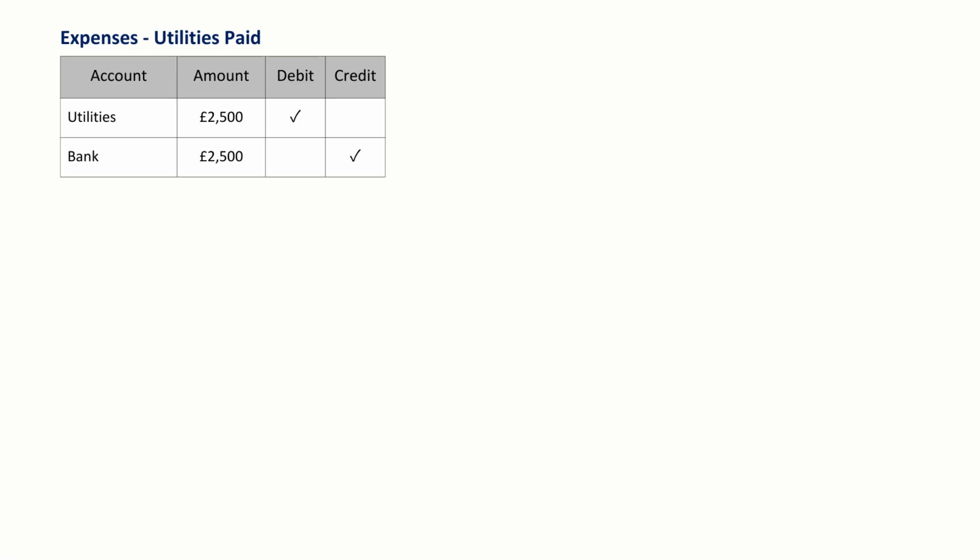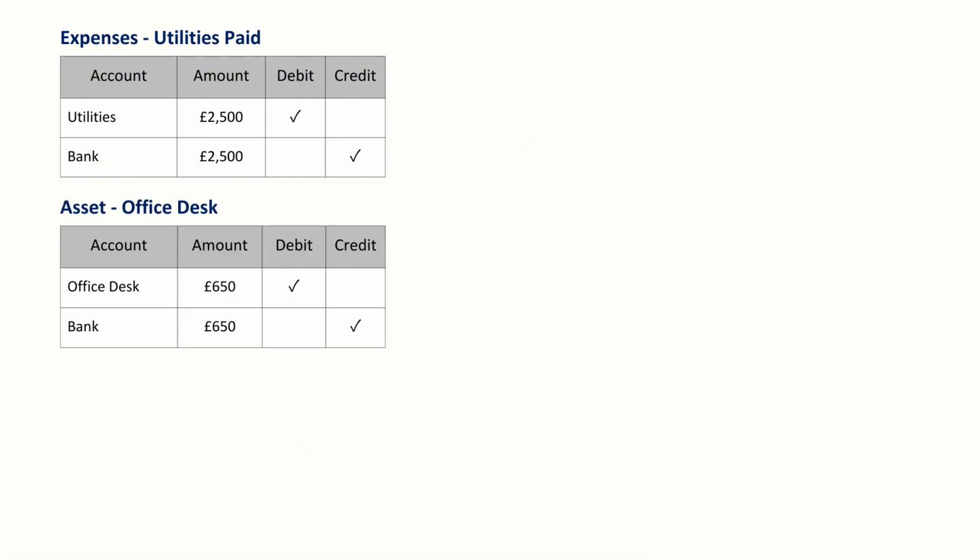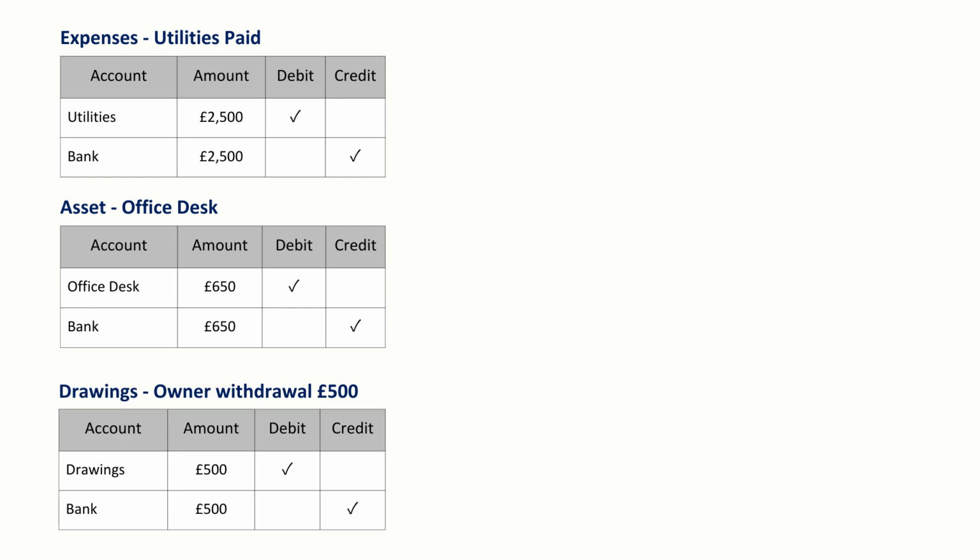Paying utility bill increases expenses, debit expenses, and reduces the bank balance, credit bank. The business gains a new asset, office desk, so the asset account increases, debit. Bank, another asset, decreases, so it's credited. Drawings are money taken out by the owner. They reduce the owner's capital, so they are debited.